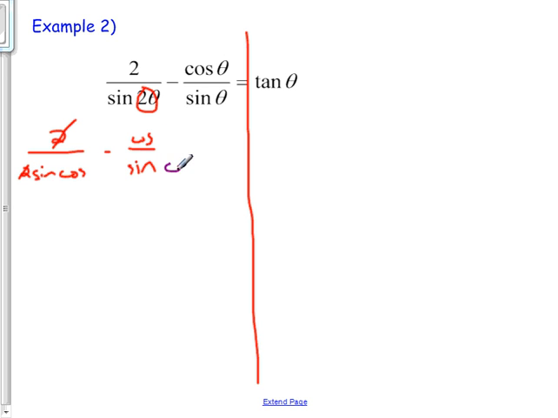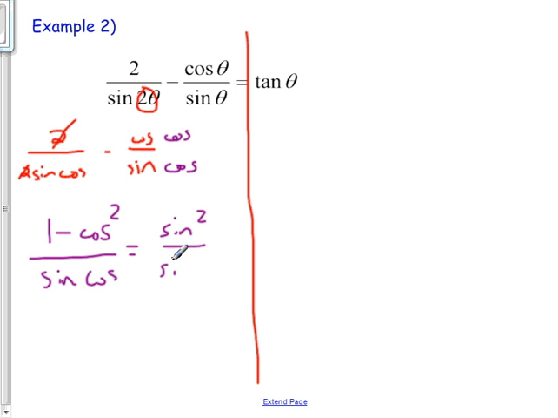What you notice here is we're going to need a common denominator. So then that gives us a 1 minus cosine squared over sine cosine. That equals sine squared over sine cosine. Cancel a sine. You have sine over cosine, which will equal tangent. Alright, so far so good.